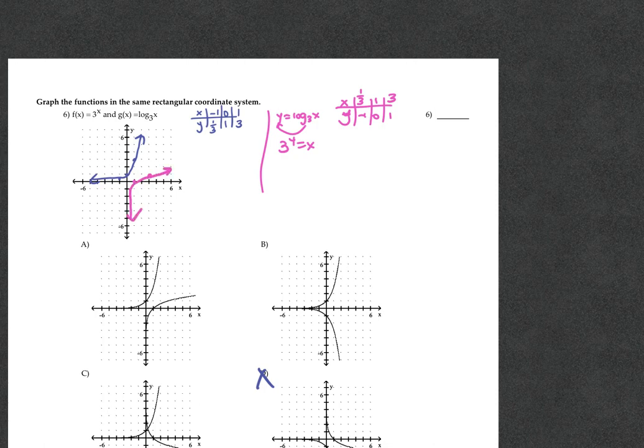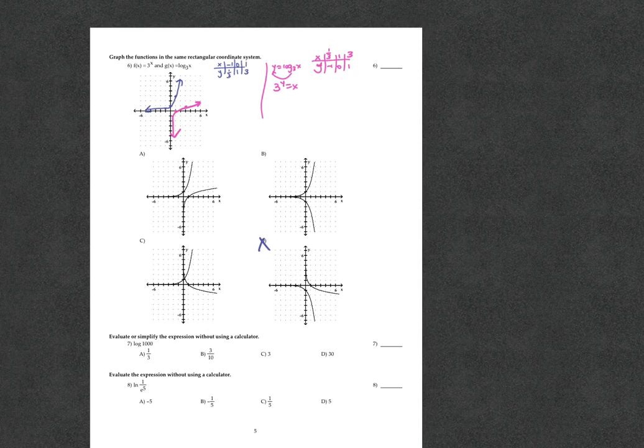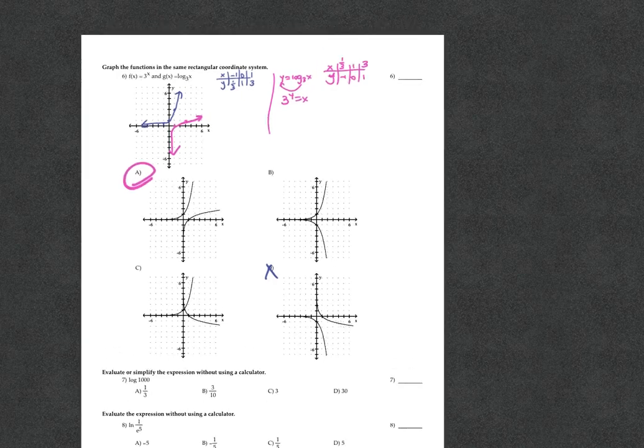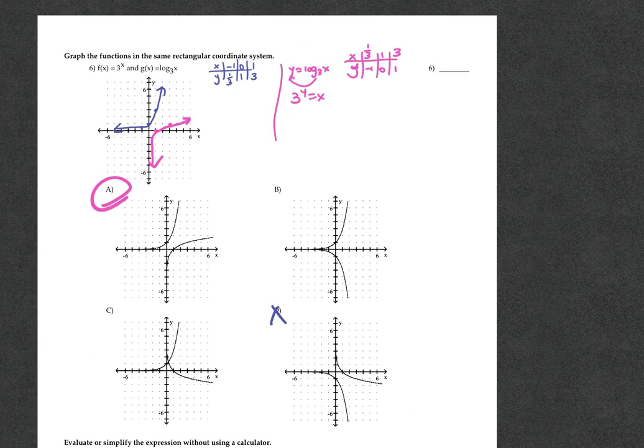Okay, these are also inverses of each other. So this is A. So once you know that 3 to the x does this, if you were to fold it along that y equals x line, it would duplicate onto the other side, and that would give you the log with the same base.